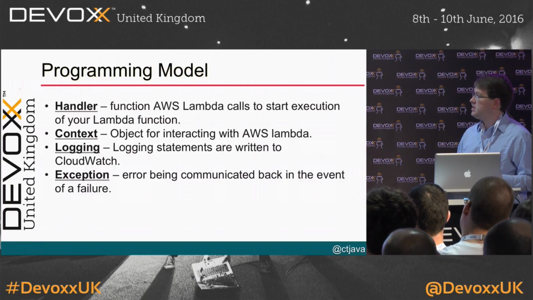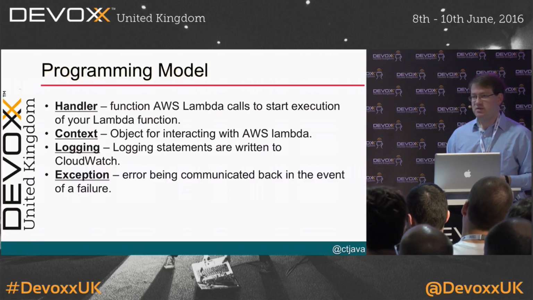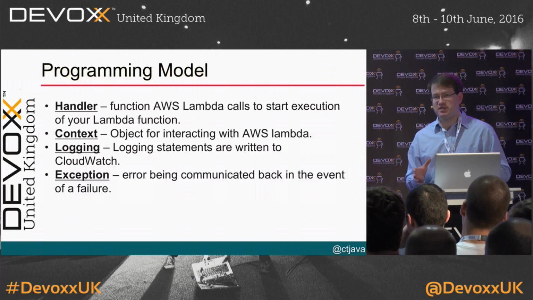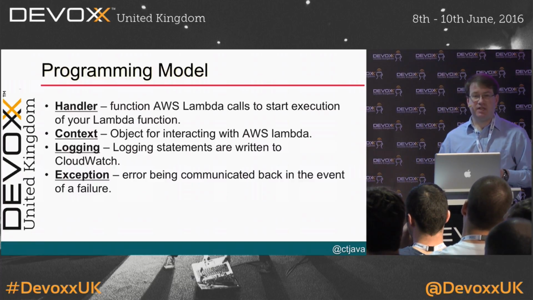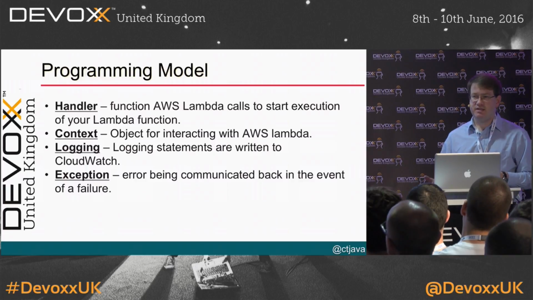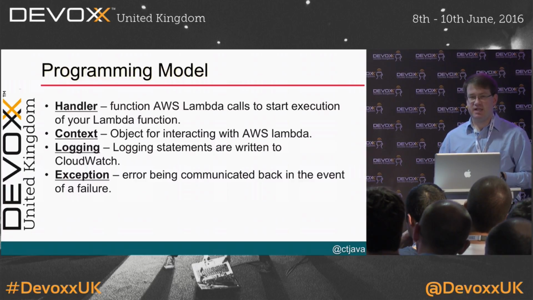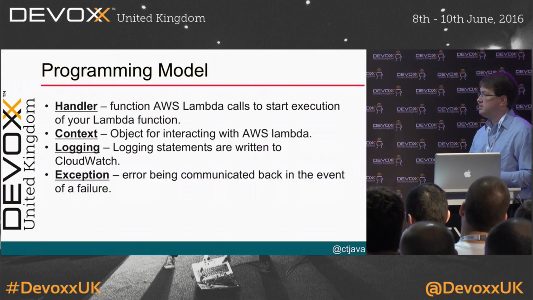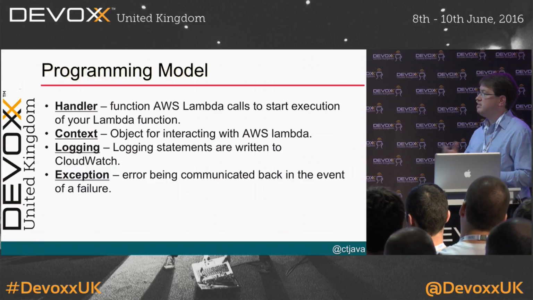The context is an object for interacting with Lambda, so you can find out how much time your Lambda function has left to execute before the container will kill it. Lambda functions generally have a finite amount of time to execute in, and if you exceed that, Amazon kills you, will try again 3 times, and then give up. So the context allows you to get different properties from the running environment.